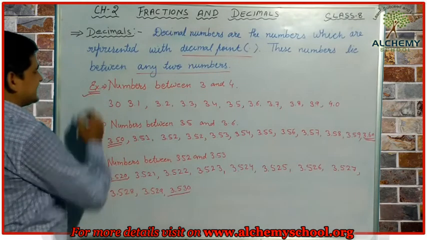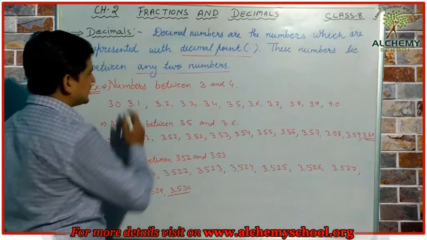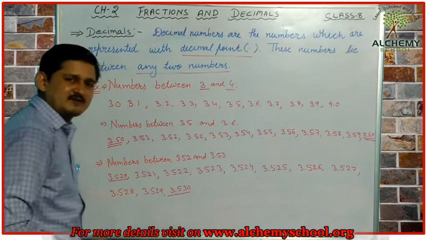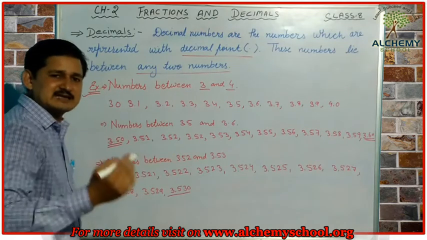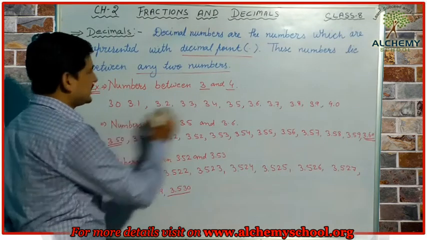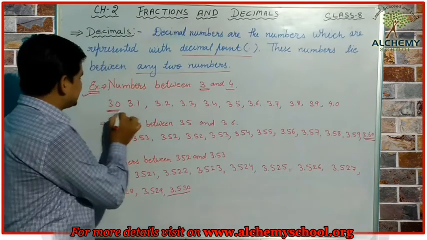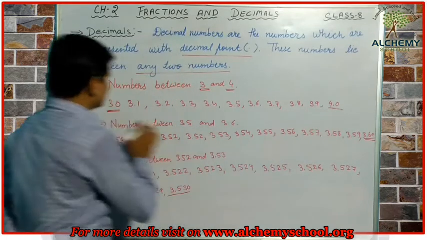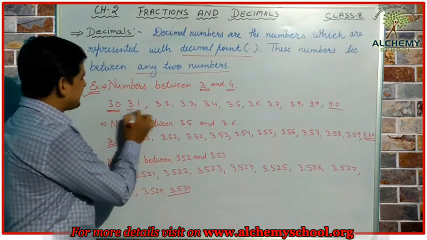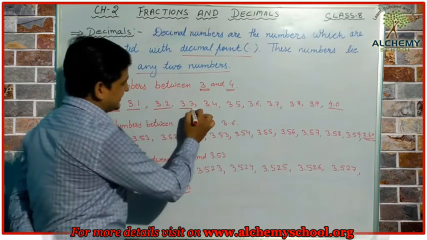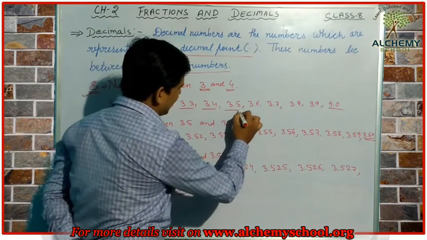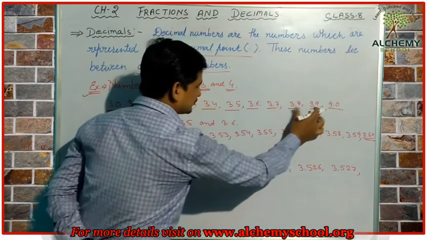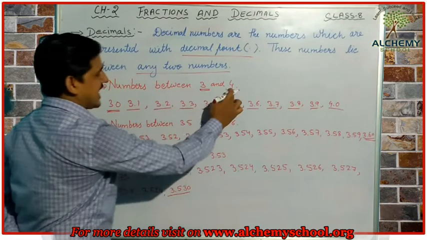I have taken the example here. We have to find the numbers which are available between 3 and 4. We can represent these numbers by using decimals. As I have written here, 3 can be written as 3.0 and 4 can be written as 4.0. Between these two numbers there are countless numbers: 3.1, 3.2, 3.3, 3.4, 3.5, 3.6, 3.7, 3.8, 3.9. So these numbers lie between 3 and 4.